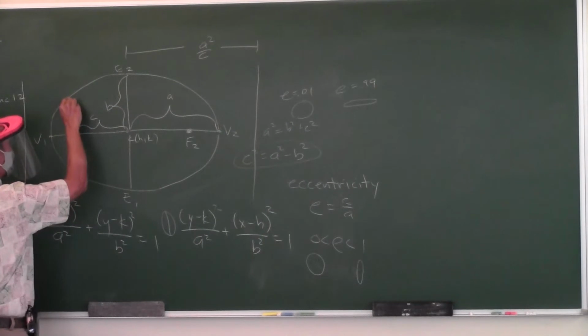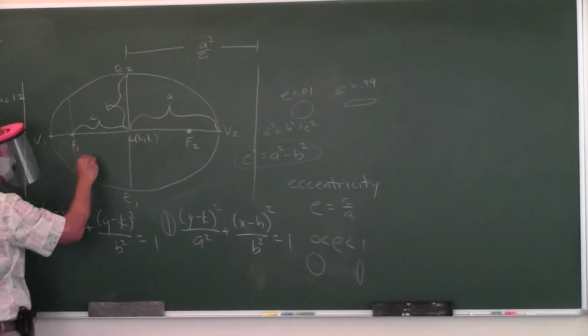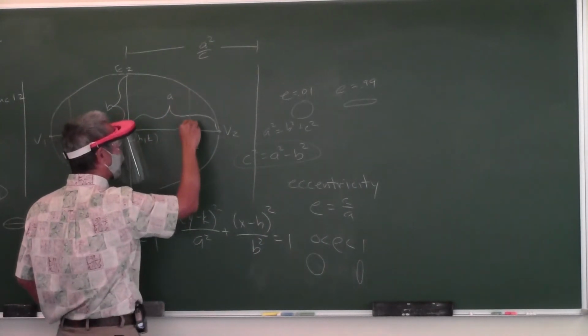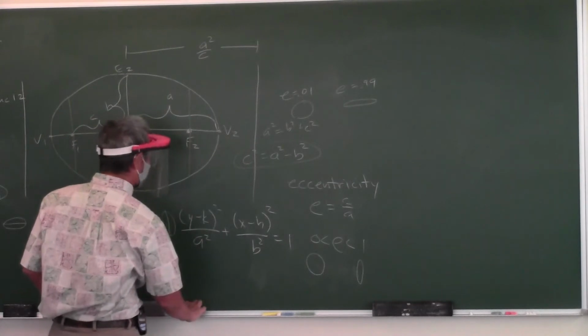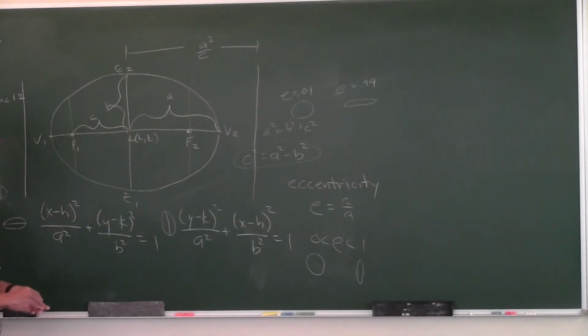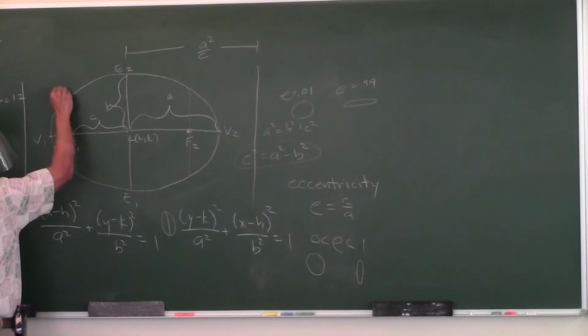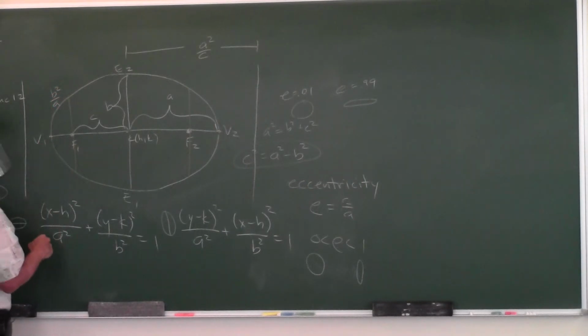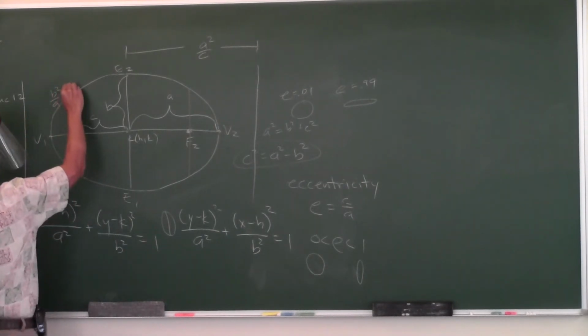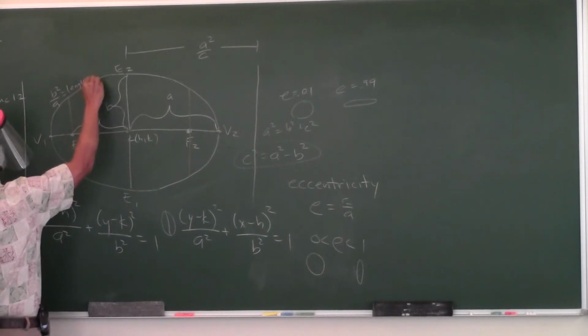So here's one latus rectum. Here is another latus rectum. You can see that by symmetry they both have the same length. Anyway, the length of the latus rectum in any ellipse is b squared over a. How do I write that? Here, just put length of latus rectum. This is all in the notes, you know.